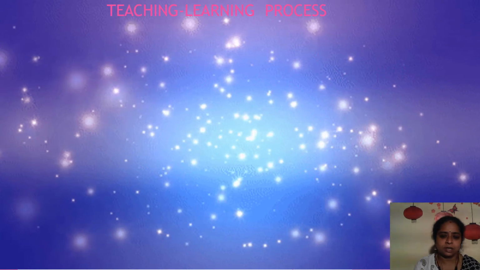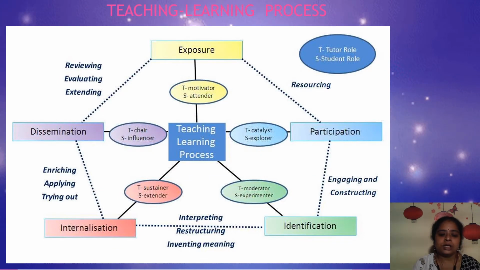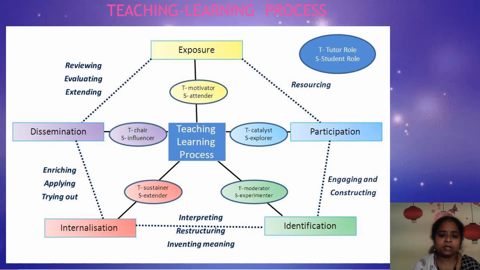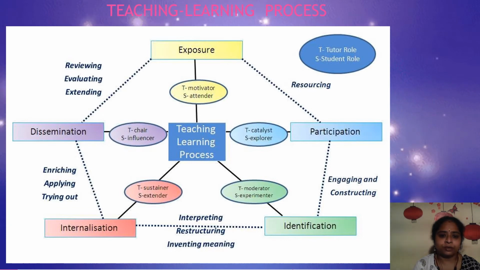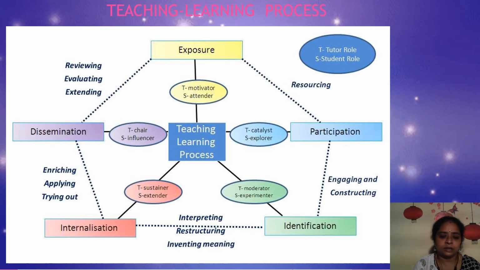Teaching and learning process. Let us see a gist of the concepts seen earlier. Teaching learning process. Here, internalization. In the process of internalization, a teacher remains as a sustainer, student as an extender. A teacher remains static at the position where the learner moves on from one level to the next level. And dissemination. The teacher position is a chairperson and student is an influencer, where they monitor or supervise the activities of the learner being done during the process.